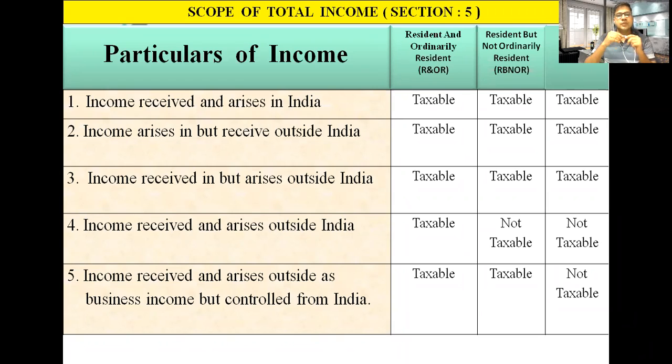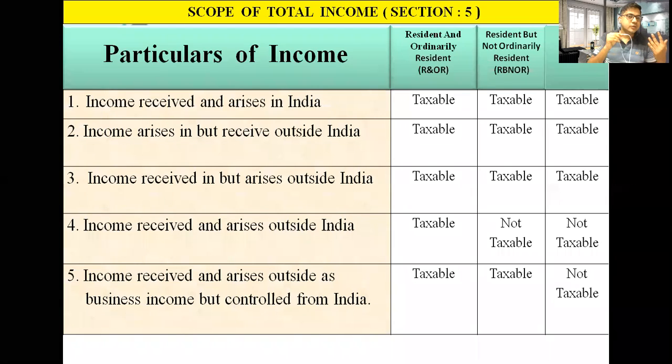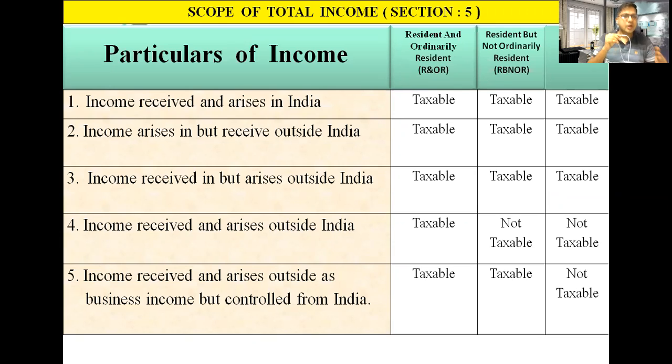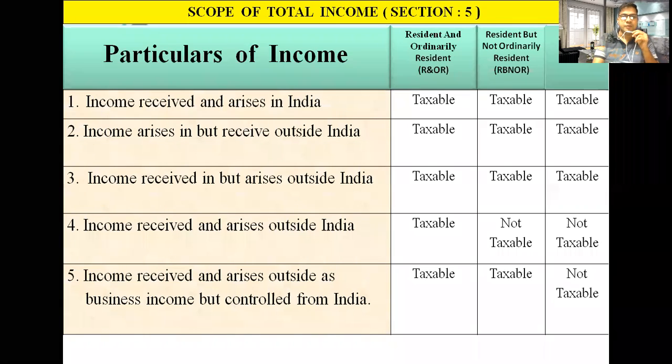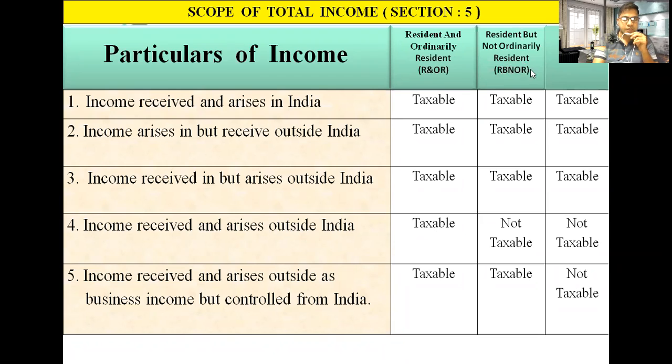Now, the fourth rule: income received and arises outside India. Both the activities are done outside India. Income is received outside India, and income is generated, created, and accrued also outside India. In such a situation, if the individual is a R&OR, resident and ordinary resident, then such income will be taxable. If the individual is a resident but not ordinary resident or non-resident, then such income will not be taxable.